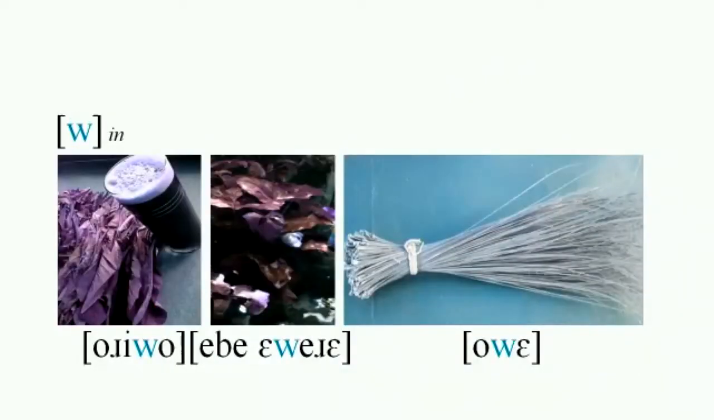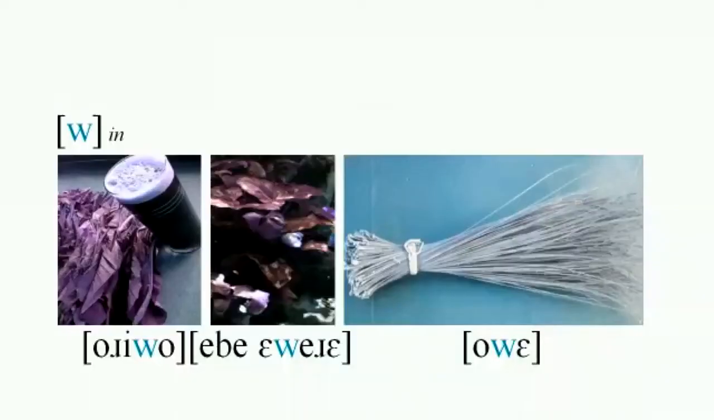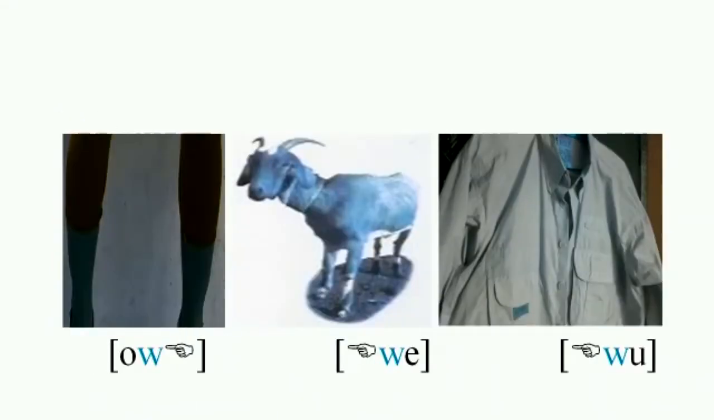The consonant we in Oyibo, Ibewe, Owe, Ewe, Ewu. The consonant yi in Oyiya, Uye.